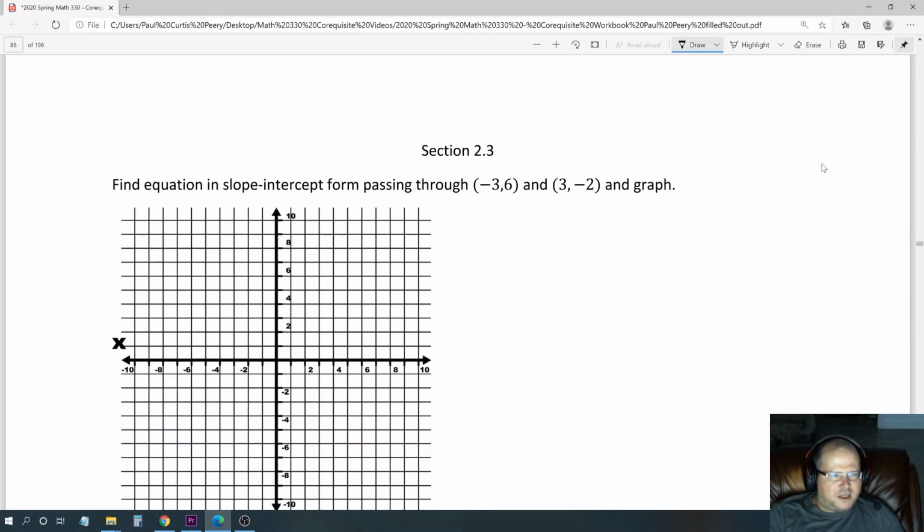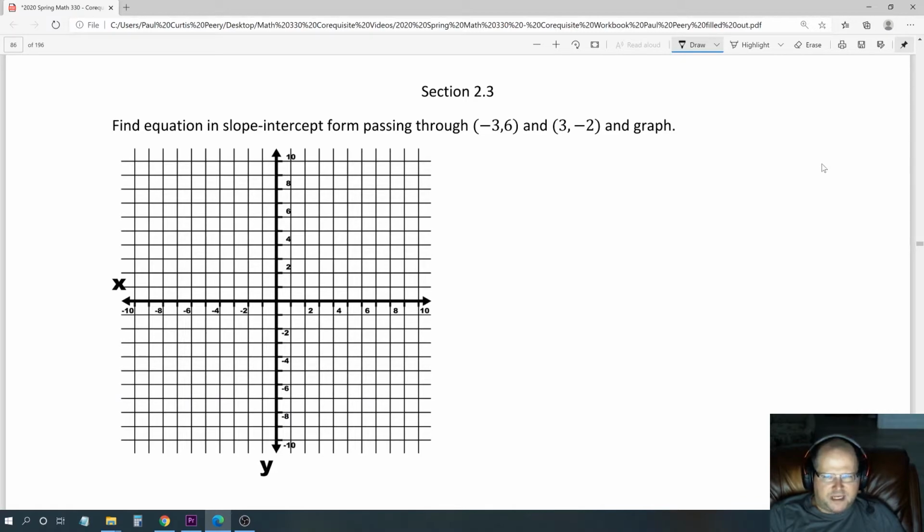All right, so find an equation in slope-intercept form passing through (-3, 6) and (3, -2), and graph. Okay, so we want to find the slope-intercept form. Now, slope-intercept form is y equals mx plus b. And they want it to pass through two different points, this point and this point.